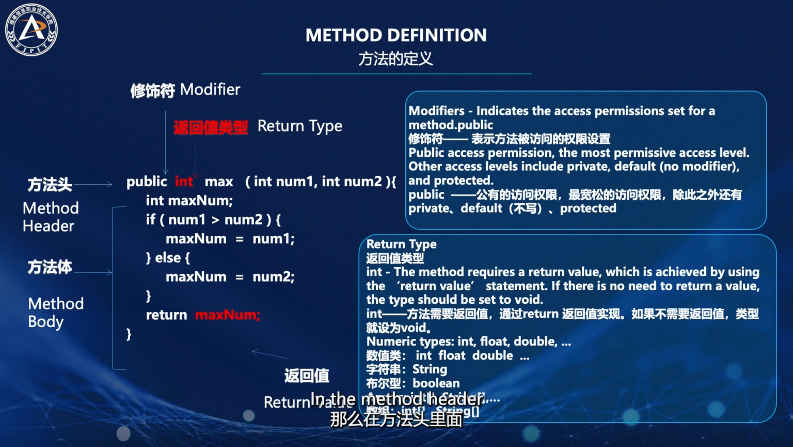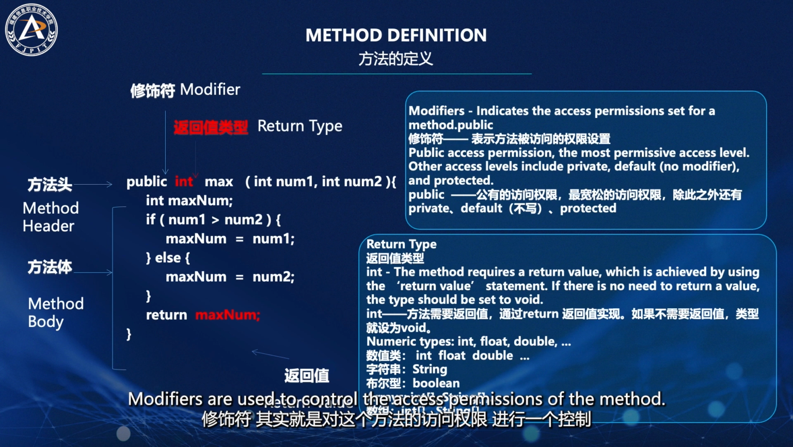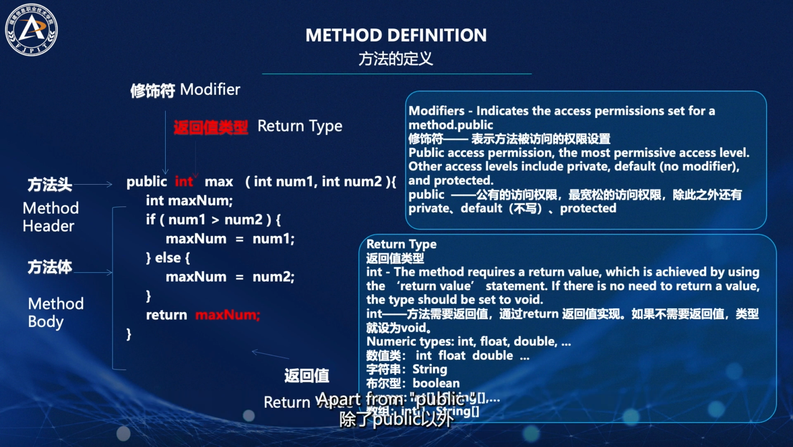In the method header, the first element we need to discuss is the public modifier. Modifiers are used to control the access permissions of the method. Apart from public, there are several other modifiers, such as private, default, and protected. It is essential to note that if we want to define a method with default access, i.e., package private, we should leave it empty. We should not use the keyword default itself.